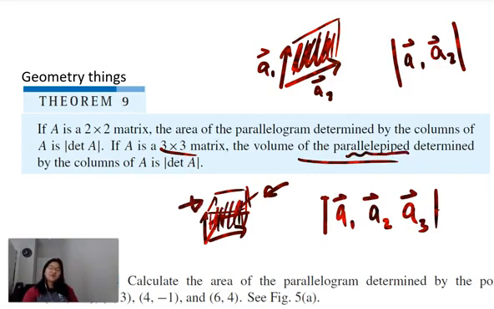Also, parallelepiped is really fun to say. Just parallelepiped, try to say it 5 times fast. I will try. It's going to be really bad. Parallelepiped, parallelepiped, parallelepiped, parallelepiped, parallelepiped. Yeah, that was really hard.